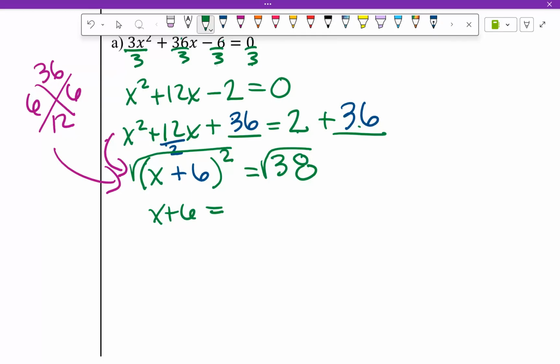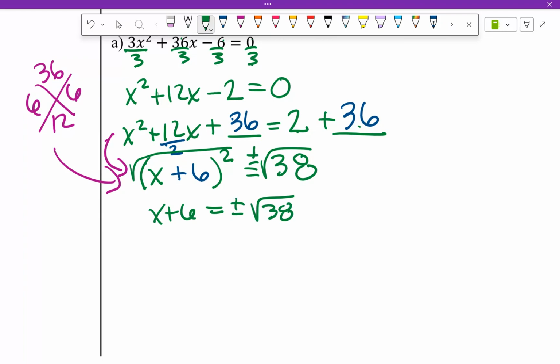So, does 4 divide 38? No. Good. Does 9 divide 38? No. 25? No. So we're good. We're going to just leave it square root of 38. Oh, there's something I forgot, though. What did I forget out front? It's got to have the plus minus.